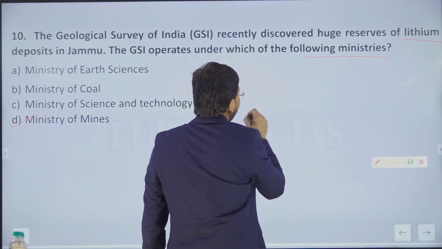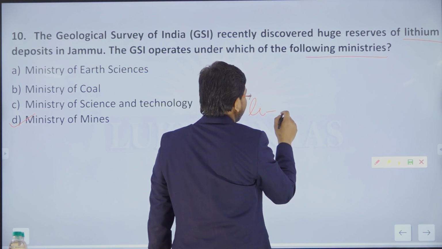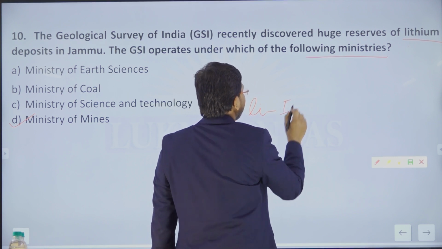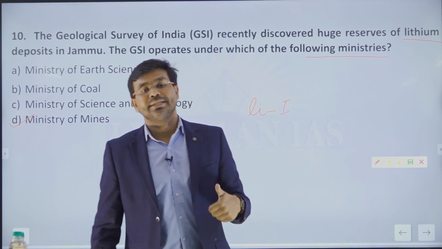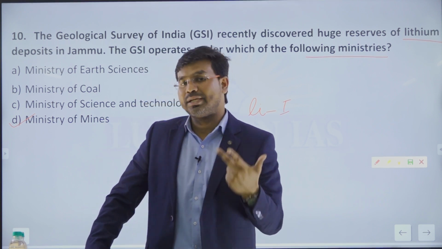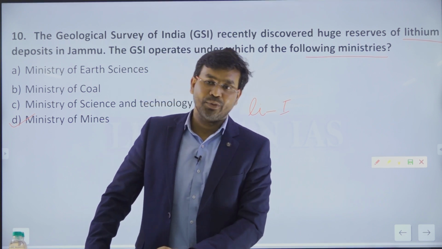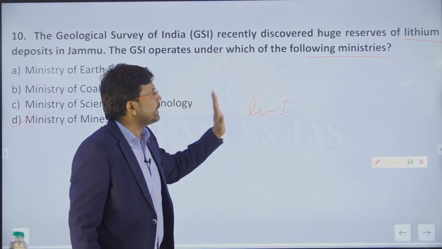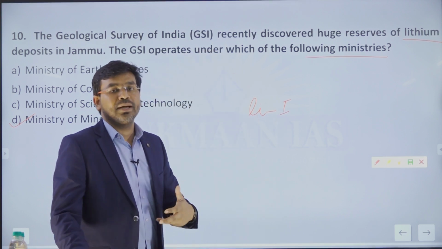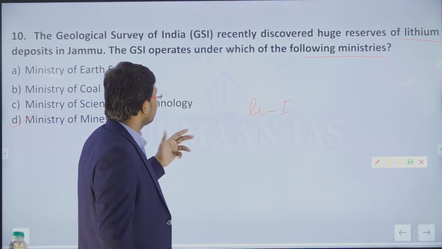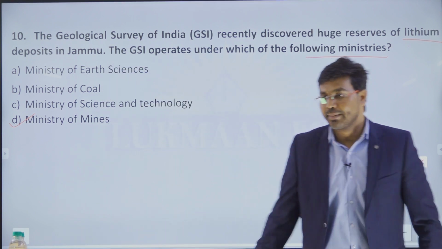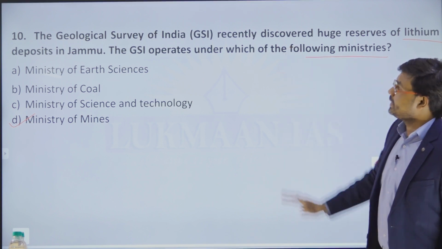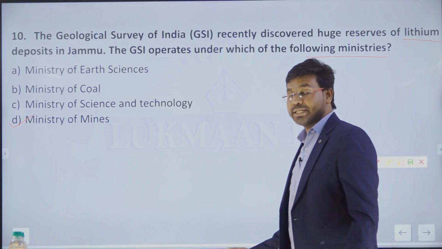Lithium ion battery, Li battery. This battery is used in electric vehicles, mobile phones, electronic gadgets, computers, etc. That's why lithium is an important resource, and that's why it was in the news. It is just a factual question where they have asked under which ministry the Geological Survey of India works. It is the Ministry of Mines.